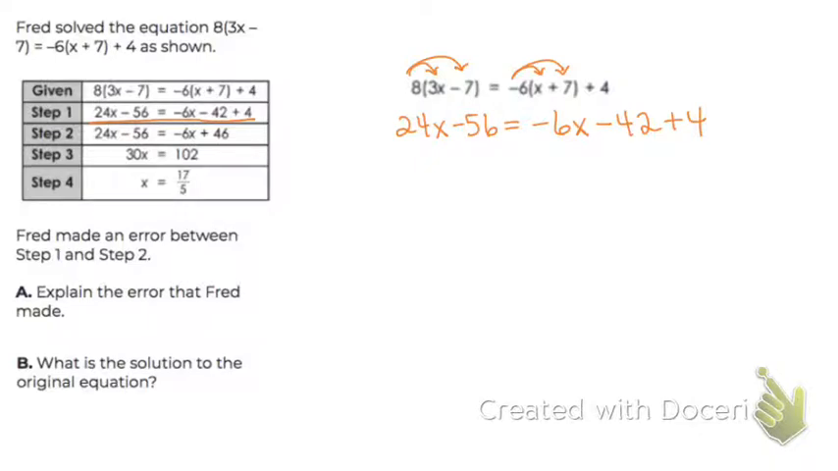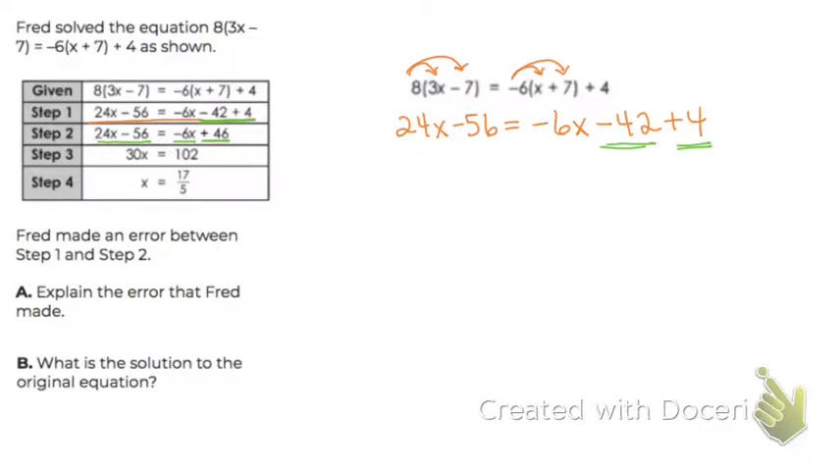Now let's compare step 1 to step 2. What looks different? On the left side it's the same, but on the right side they have the negative 6x, but instead of negative 42 plus 4, they combined it to plus 46. Is that correct? Well, negative 42 plus 4 is actually negative 38. So that's where they made a mistake. You want to make sure that you are looking at the plus or minus sign in front of the number.